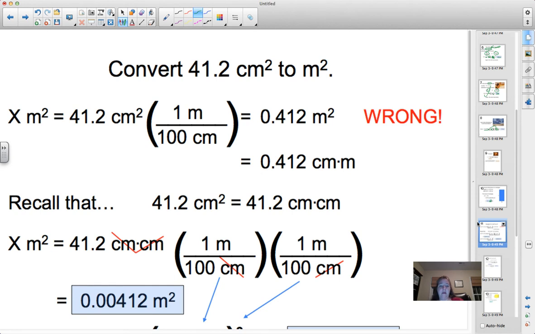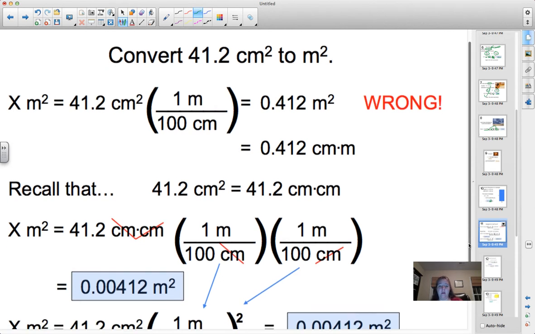Okay, this time now it wants us to convert 41.2 centimeters squared to meters squared. I'm going to show you a common problem that a lot of students do. They will take the 41.2 centimeters squared, and they'll put it over 1 meter per 100 centimeters. Well, look what happened. I only got rid of 1 centimeter. We still have one of these left. So this is the wrong answer, okay? You have to make sure you do this one more time.